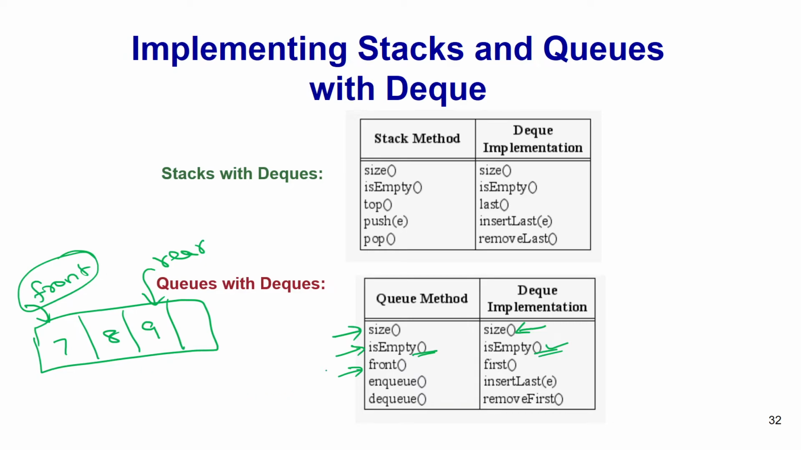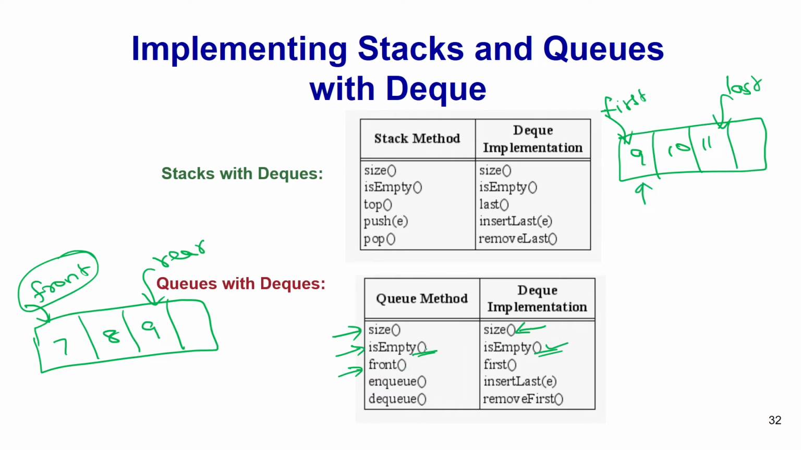Like that, in the double-ended queue also we have a front variable, that is first. Suppose 9, 10, 11, this is the last variable. Here the first variable indicates the data available as the first element in the deque. That is the method which returns it.